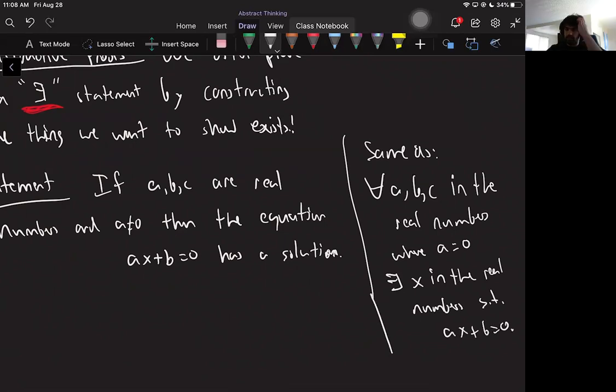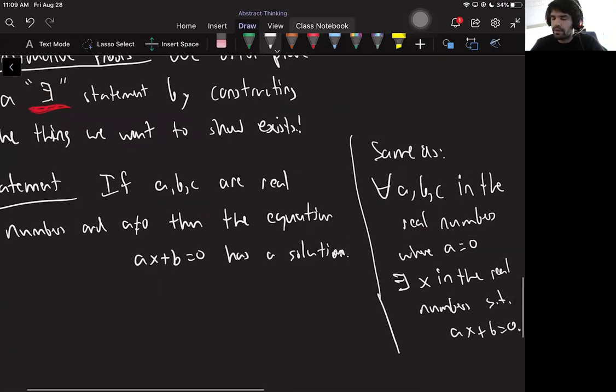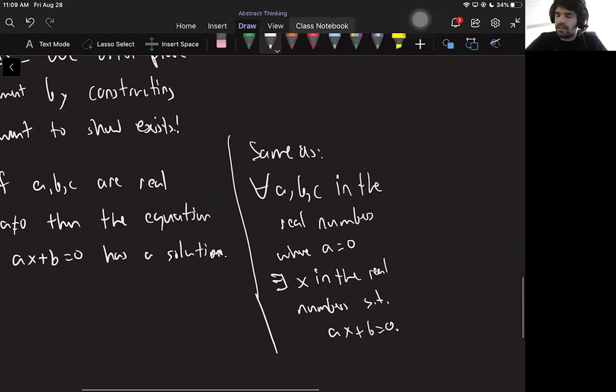So oftentimes the quantifiers are hidden because they're hidden by context. And also they're hidden by the fact that an if-then statement can almost always be thought of as a for-all statement.